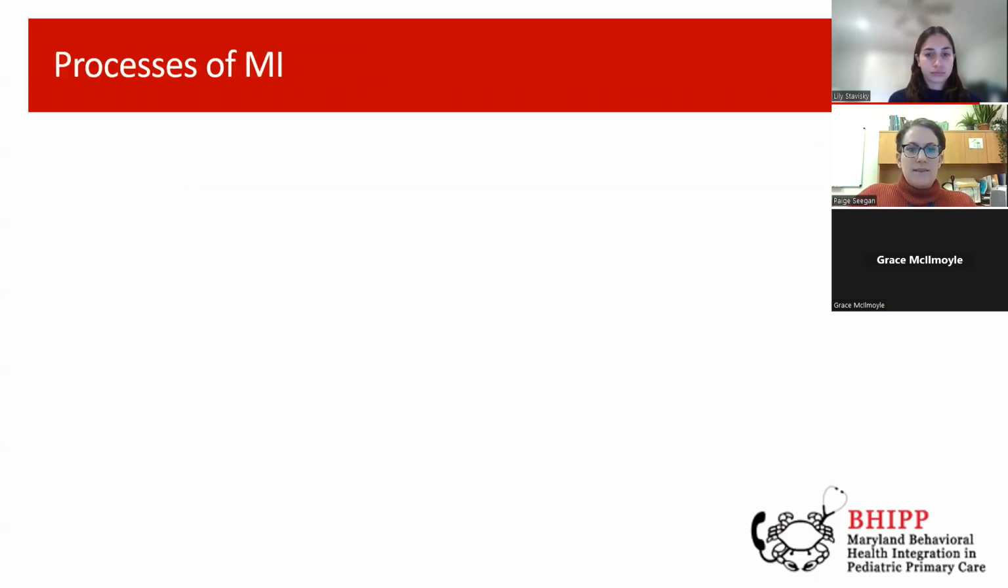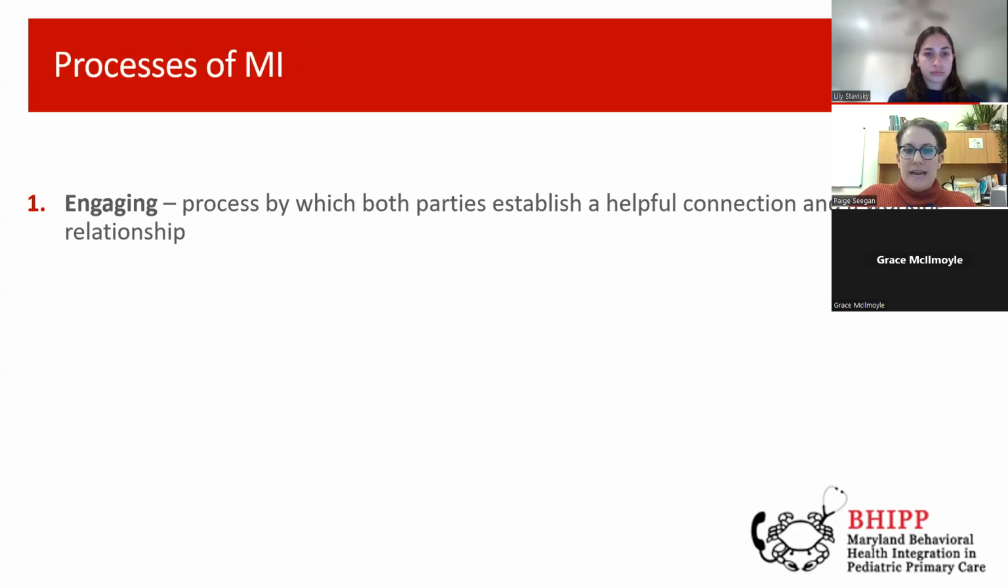So the different processes of MI, the first one, engaging. This is a process by which both parties establish a helpful connection and a working relationship. This is key. If you don't have that therapeutic working alliance, a lot of this is not going to be successful. Sometimes I hear providers talk about how it's hard to build that quickly, and they only have so much time with their patients.